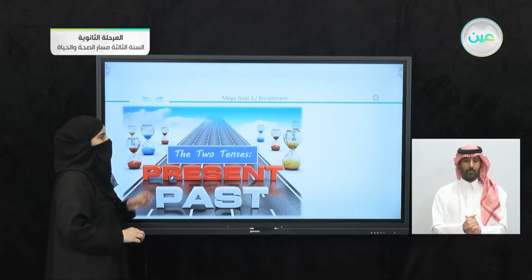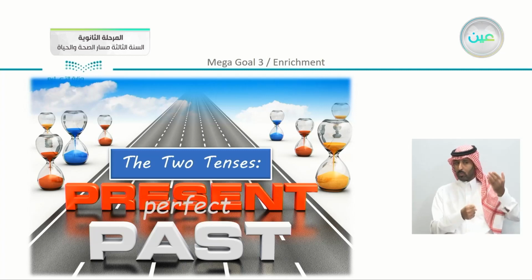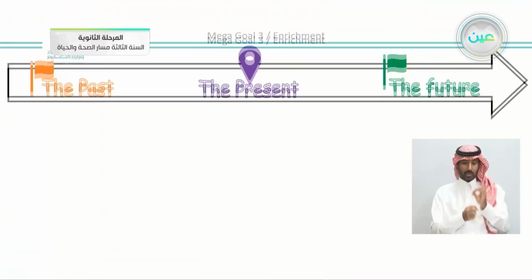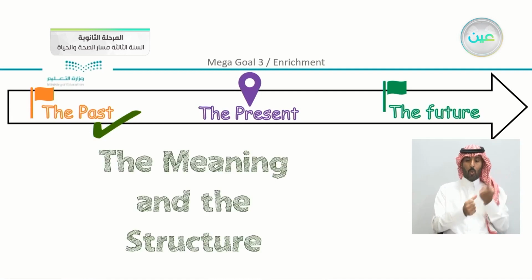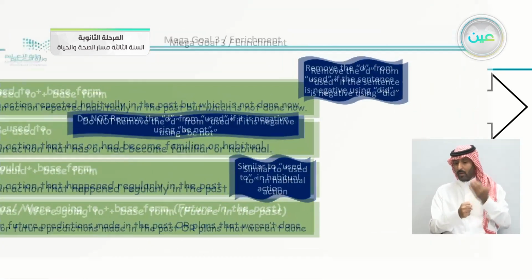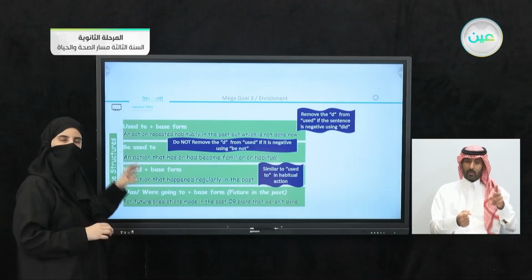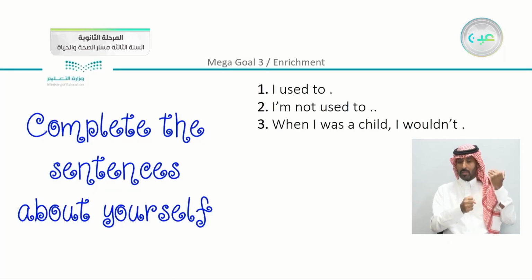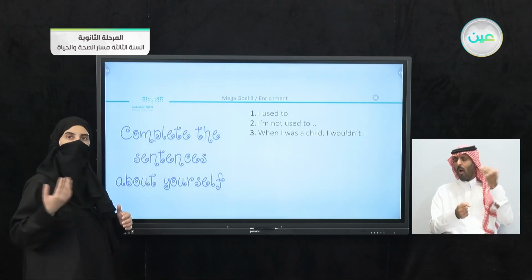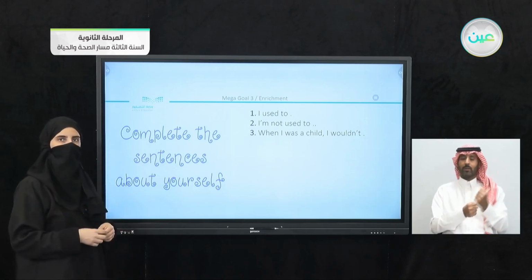So we have the 2 tenses, the present and the past. We are going to focus, of course, on the past, or the present perfect, and compare it to the past. So first of all, if you remember that in the past we talked about the differences, here, the 4 structures. And then going back to the past, we have I used to, and we have I would and was going to. They are all connected to the past.